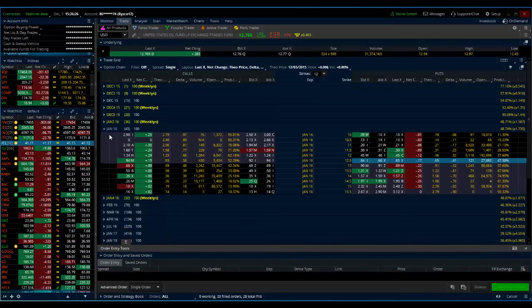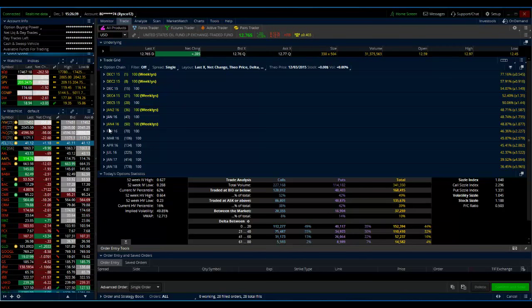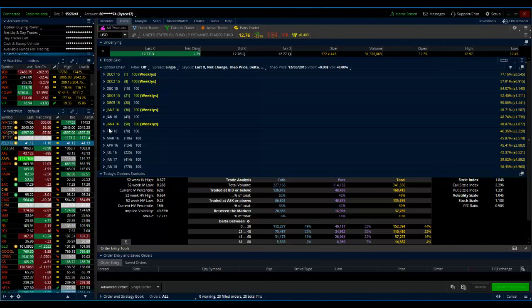Okay, so the first thing I have to decide on is what expiration cycle I want to go with. The December options have 15 days left. The January options have 43 days left. When I sell premium, my ideal window of time is between 20 and 40 days left.